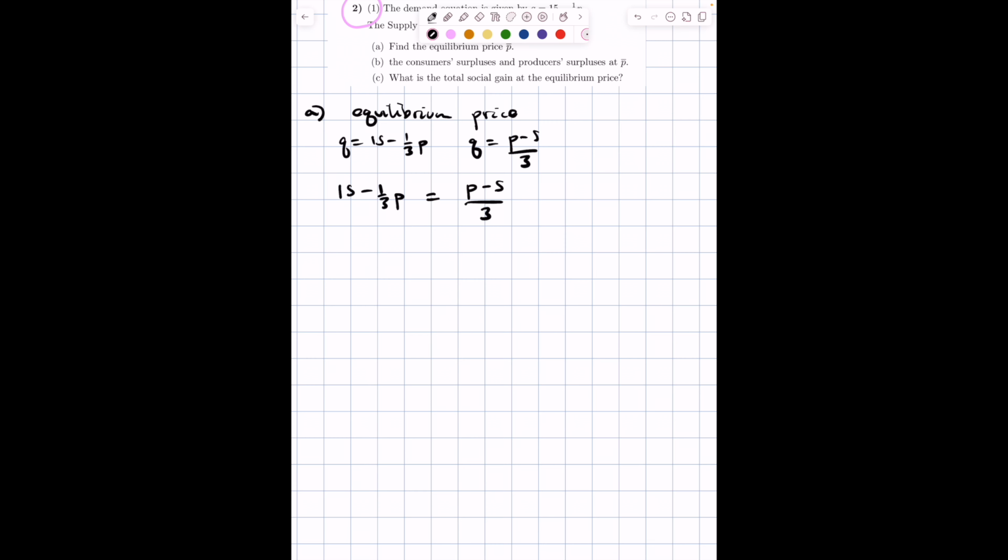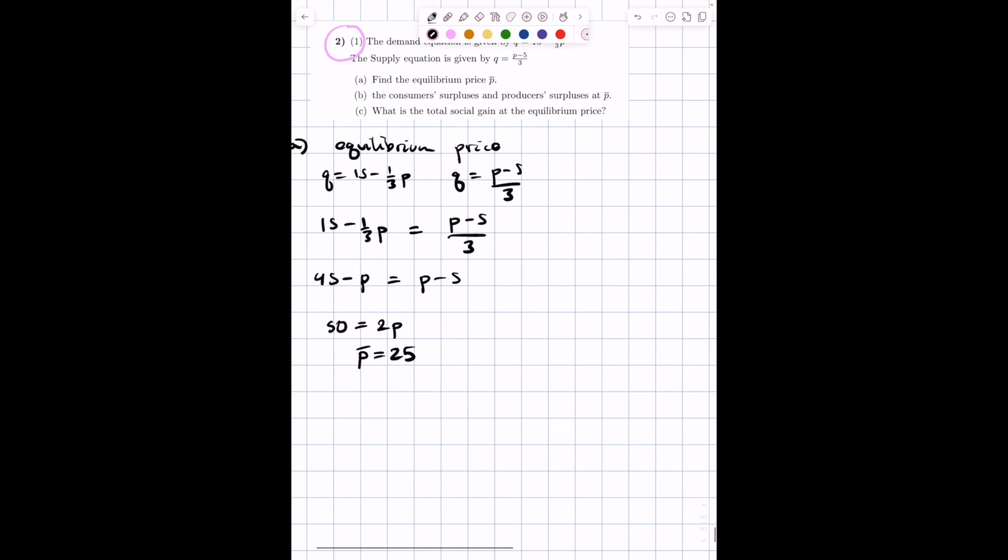I solved this, so I'll just multiply the 3 over. I get 45 minus P is equal to P minus 5. And then I add the 5 over, and then add this P over. So I get 50 is equal to 2P, so I get P bar is equal to 25. So this is the equilibrium price.